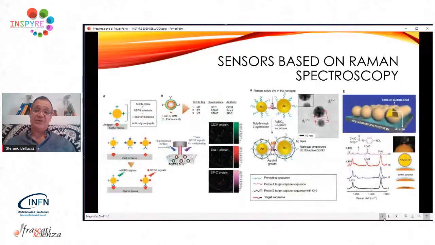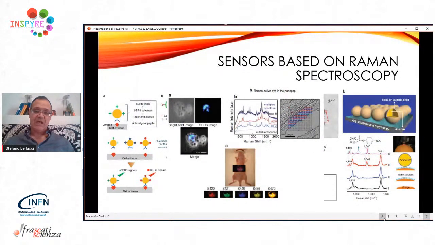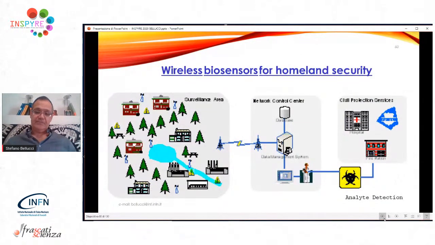So that gives us the possibility of targeting and detecting substances, from dangerous substances to tumor cells, and thus provide applications that range from anti-terrorism to the hospital, to the clinical applications. This, okay, is exemplified here.